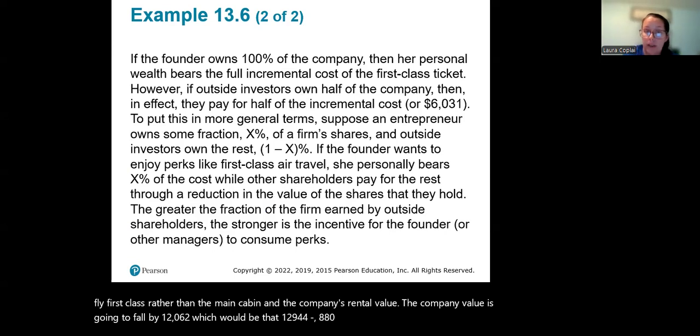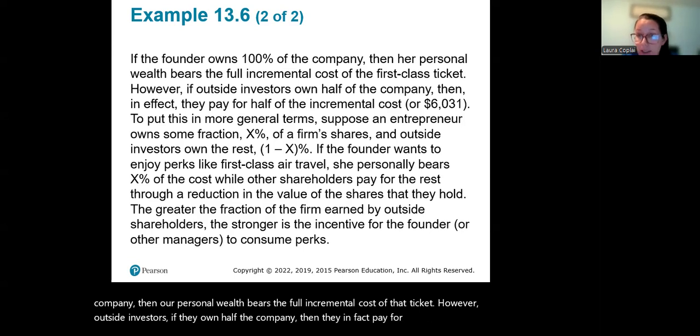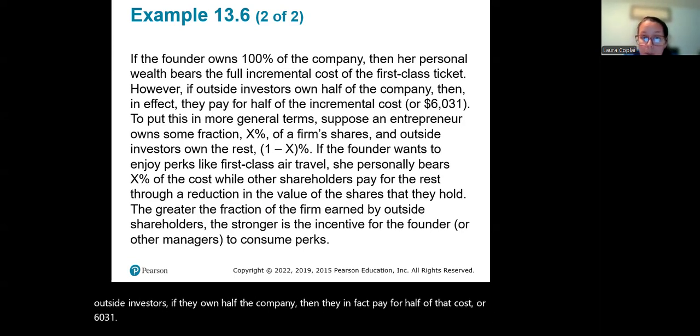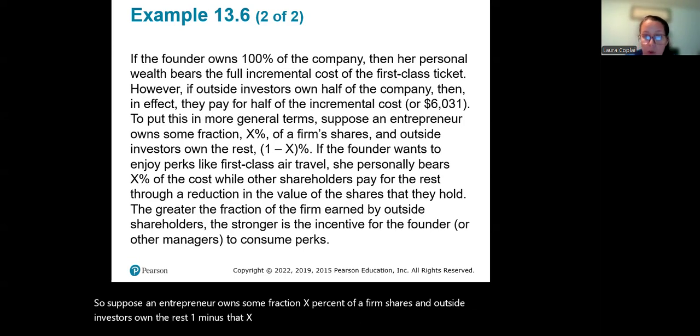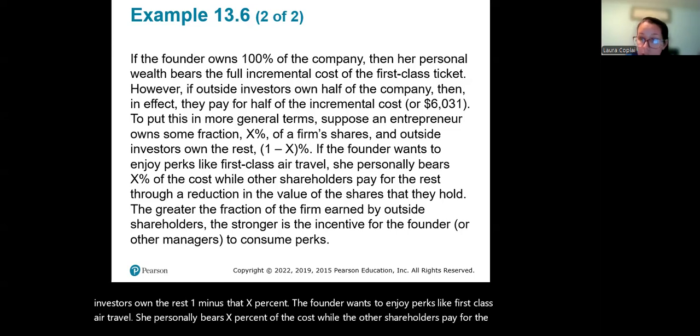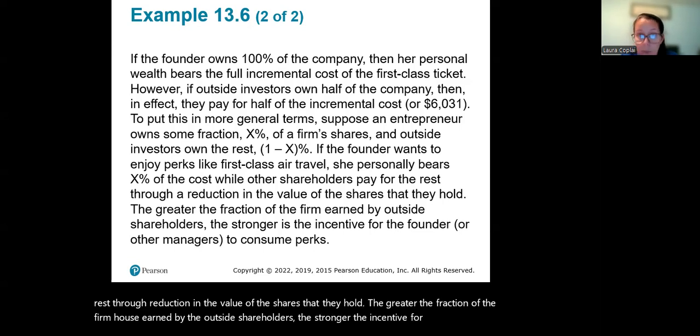If the founder owns 100% of the company, then her personal wealth bears the full incremental cost of that ticket. However, outside investors, if they own half the company, then they in fact pay for half of that cost, or $6,031. So suppose an entrepreneur owns some fraction X percent of a firm's shares and outside investors own the rest, 1 minus X percent. The founder wants to enjoy perks like first class air travel. She personally bears X percent of the cost, while the other shareholders pay for the rest through a reduction in the value of the shares that they hold. The greater the fraction of the firm owned by the outside shareholders, the stronger the incentive for the founder to consume the perks.